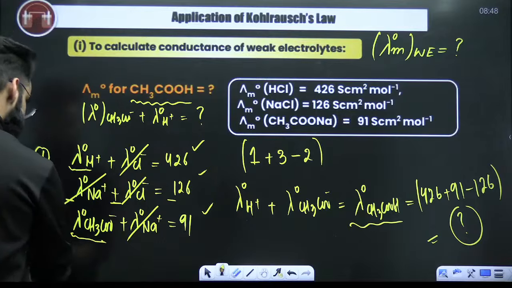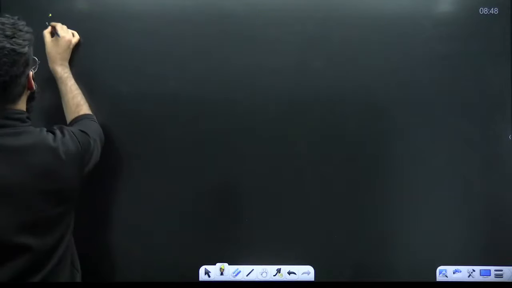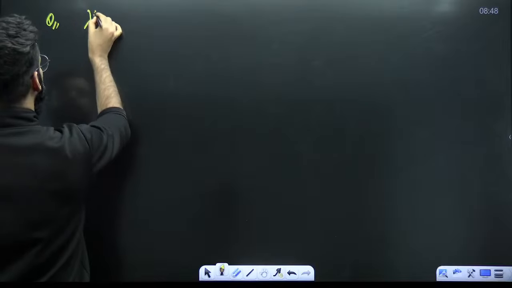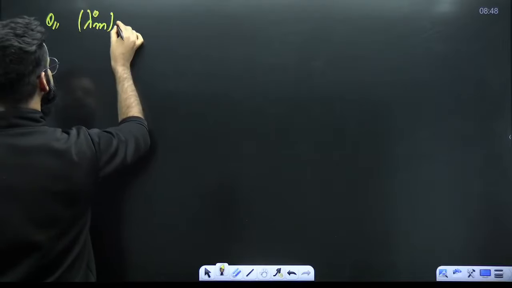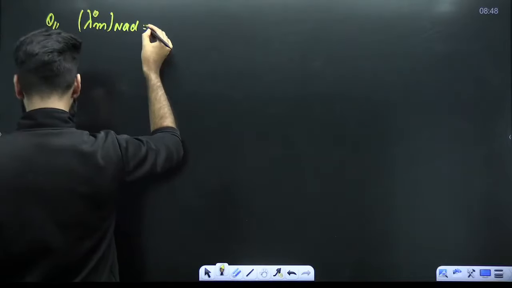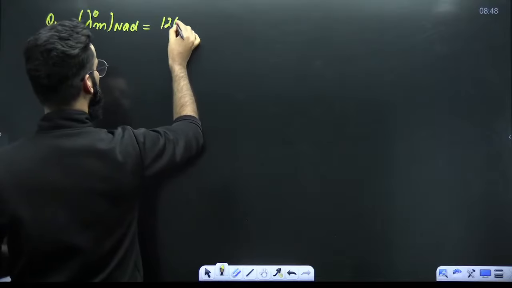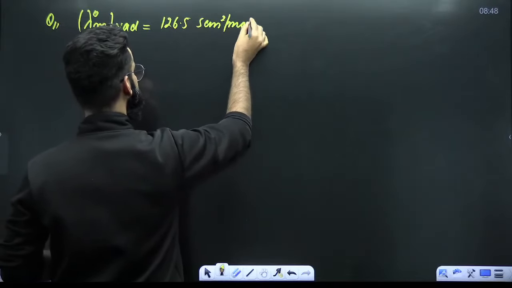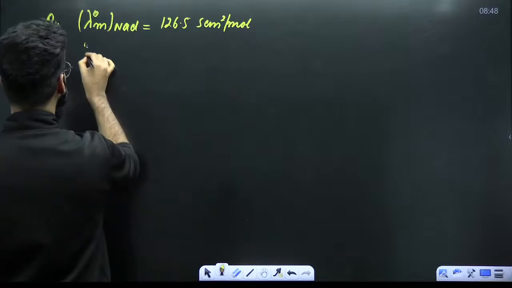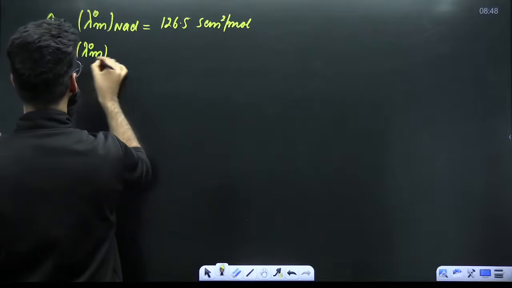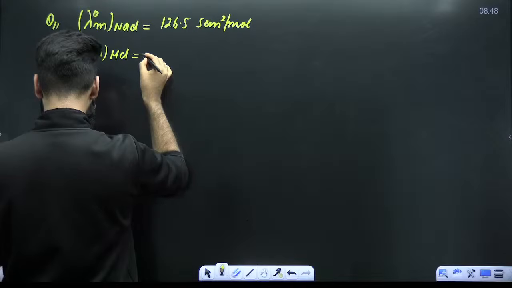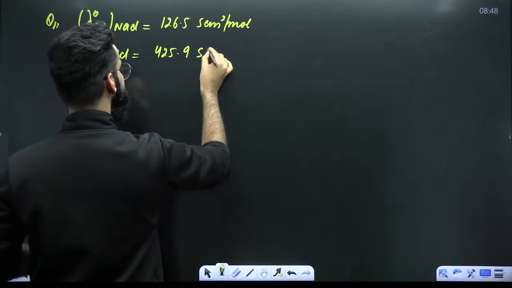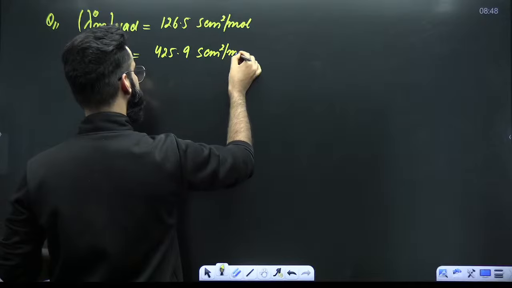Let me give you one more question. Let me see if you can solve this or not. The question is like this. I'm giving you lambda naught m of NaCl, for example 126.5 Siemens centimeter square per mole. Second value I'm giving you is lambda naught m of HCl, which is 425.9 Siemens centimeter square per mole.